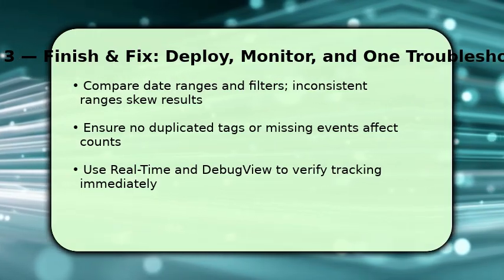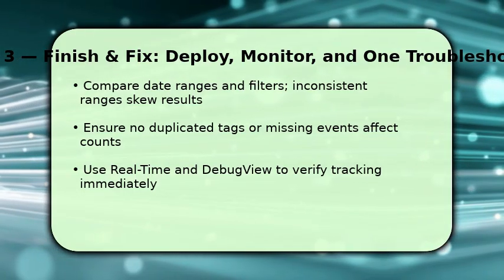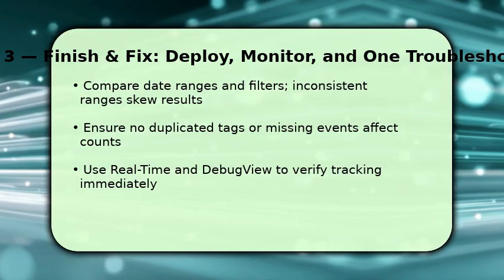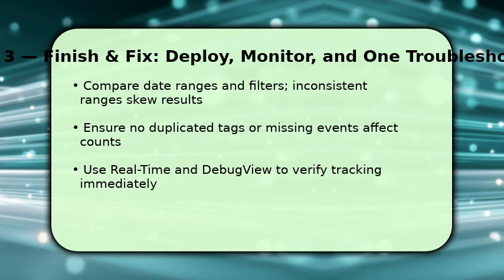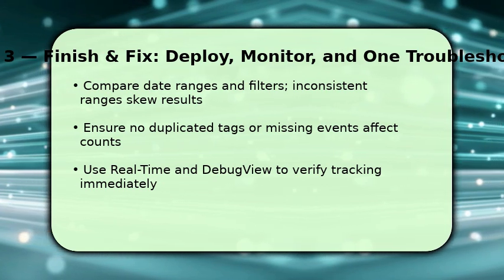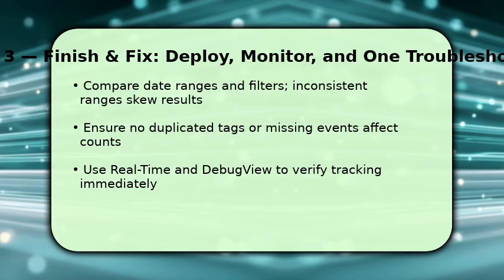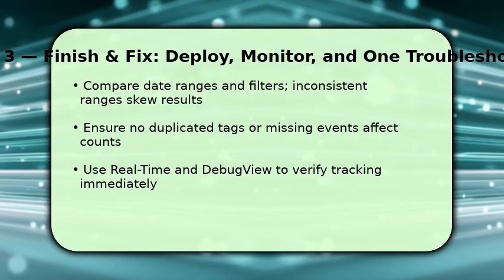If numbers look off, use real-time reports or GA4 debug view to confirm events fire as expected. If problems persist, check Tag Manager and Network Requests. This pinpoints broken tags so you can correct them and recompute reliable bounce rates.